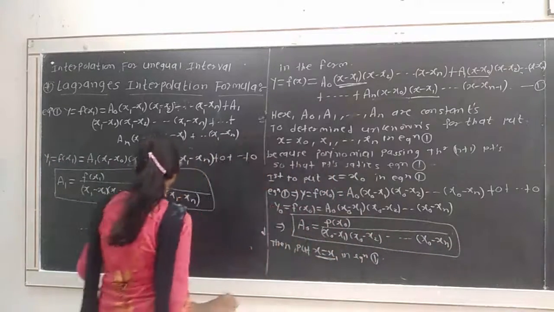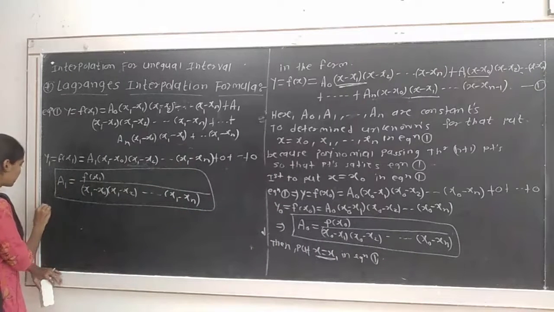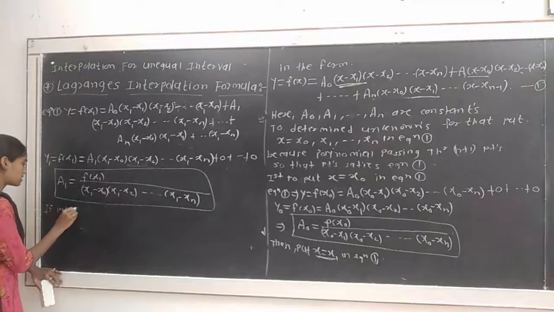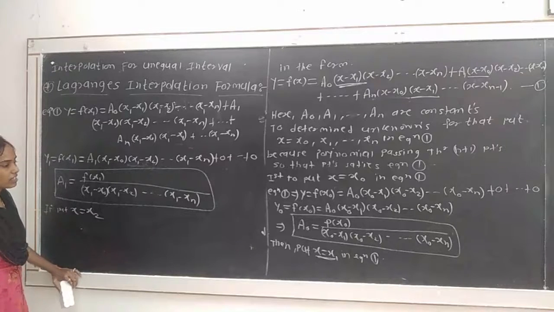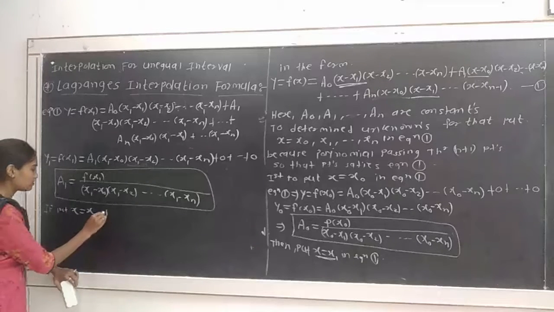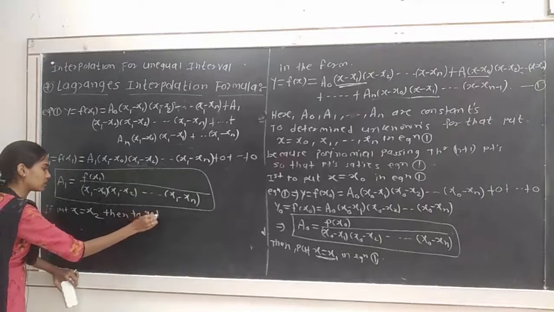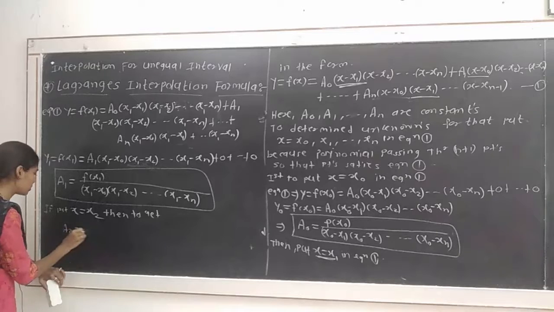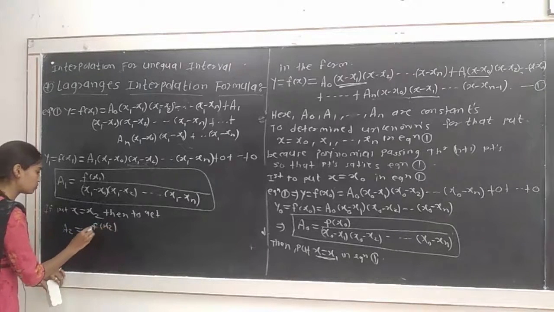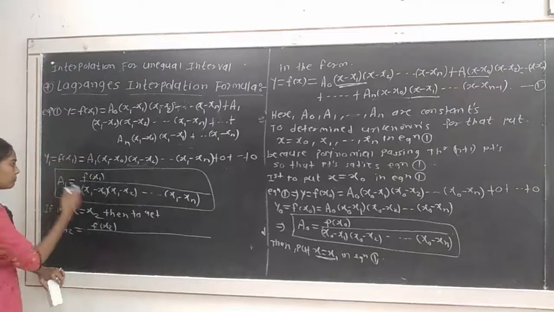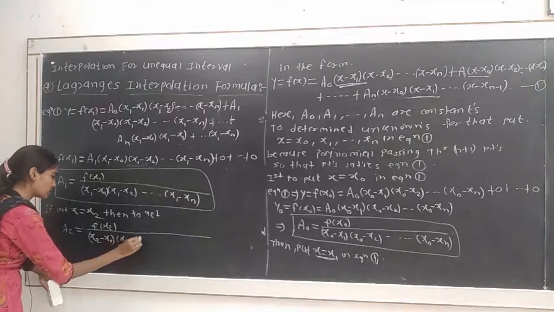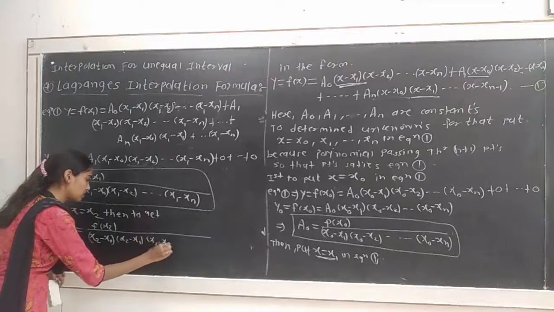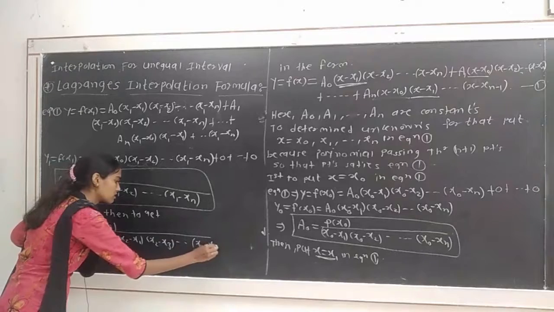In this way again, if we put x is equal to the next value of x, x is equal to x2, then from equation number 1, comparing with these two, we get a2 is equal to f of x2 divided by x2 minus x0, x2 minus x1, then x2 minus x3, up to x2 minus xn.